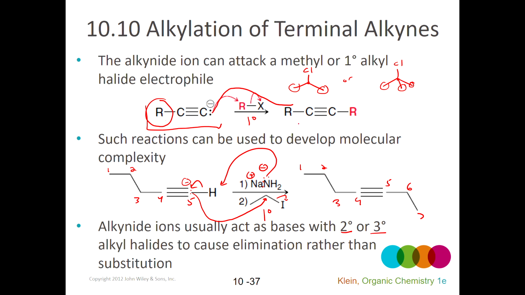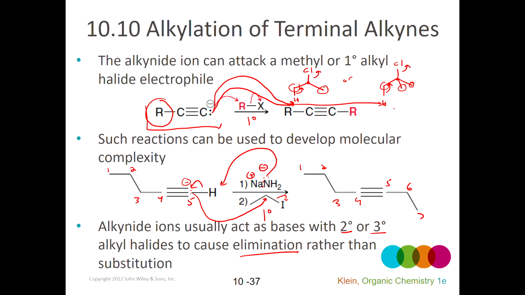So instead, what would happen? Well, I would end up with elimination. And that's because it's also a base. Right? So it's a good nucleophile because it can attack here and push out a leaving group. But if there's too much sterics, instead of attacking directly at the electrophilic site, at the alpha carbon, it would instead come here to this beta carbon and just push out the leaving group through an E2 elimination.